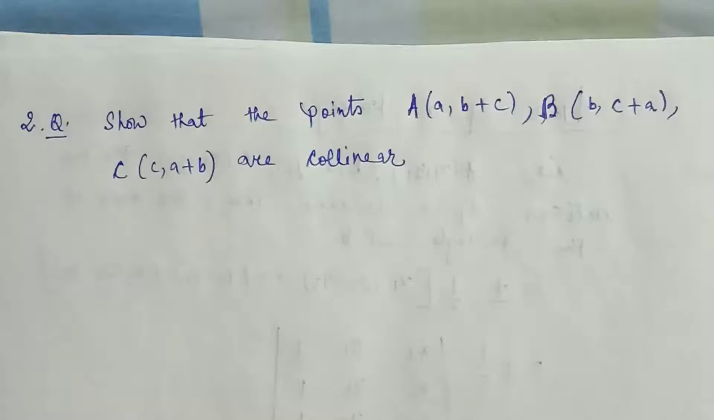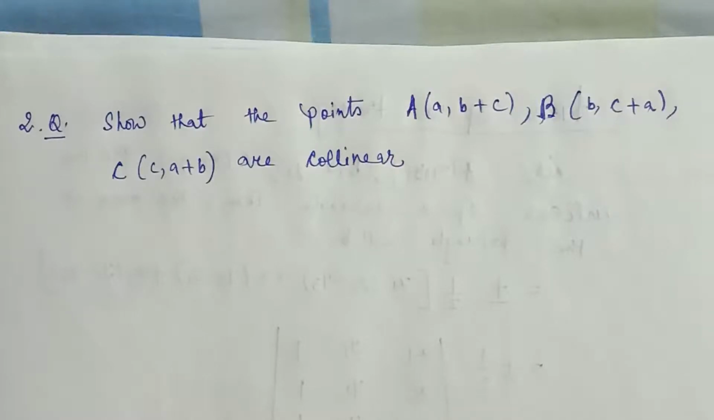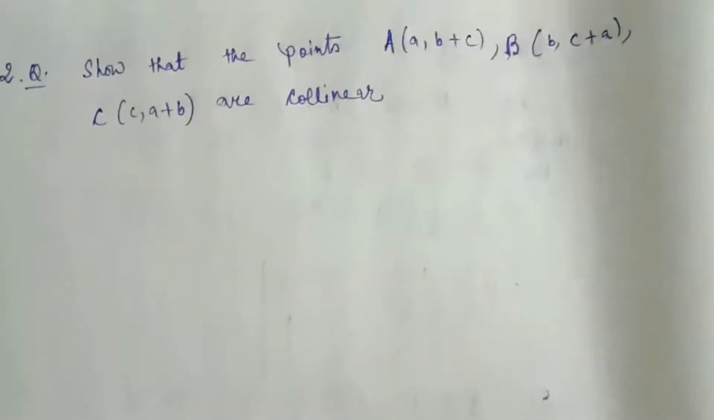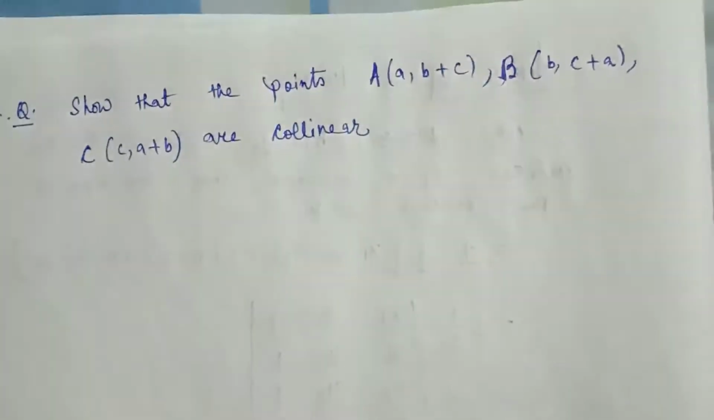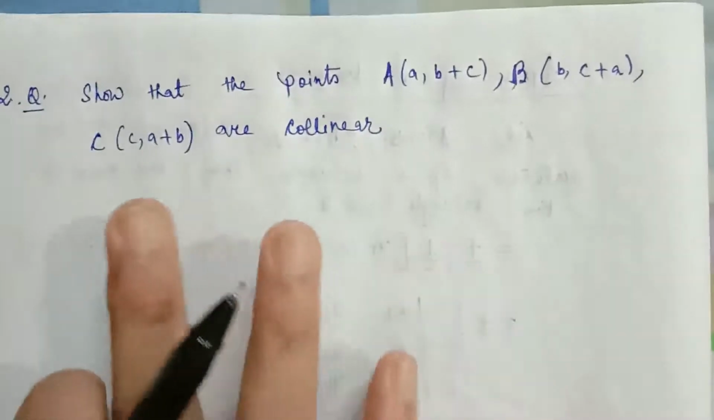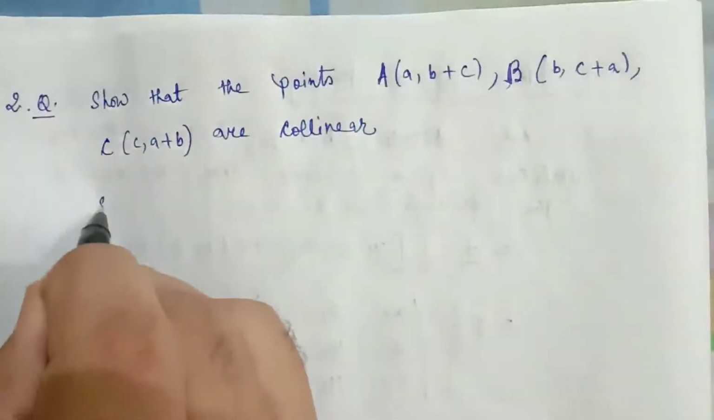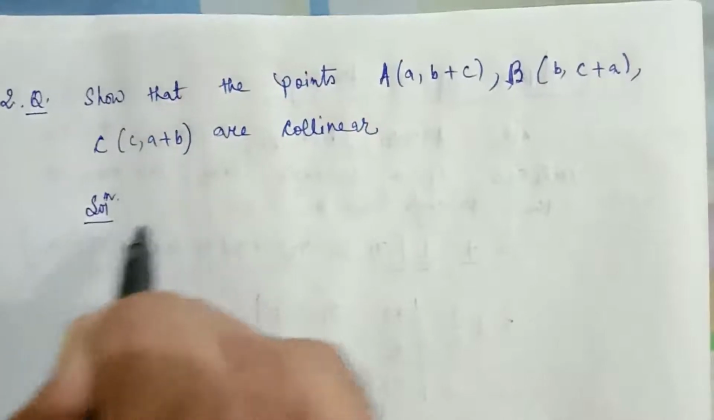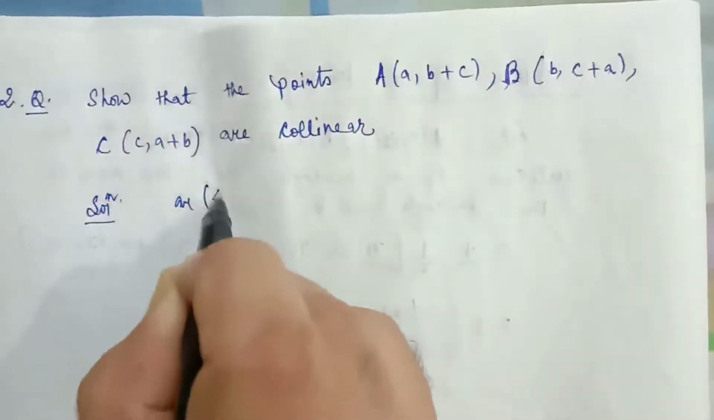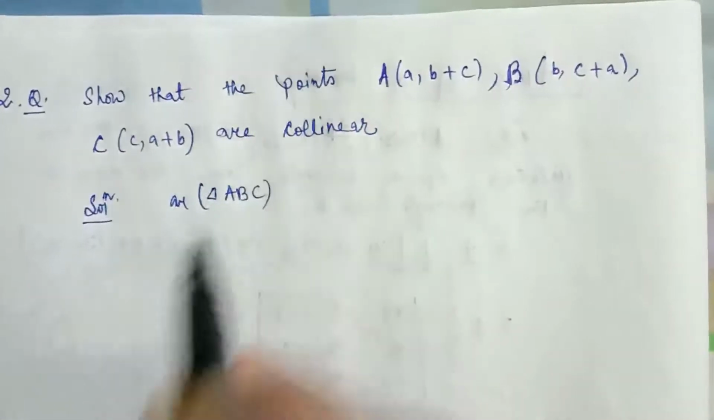Next question is, show that the points (a, b+c), (b, c+a) and (c, a+b) are collinear. To show these 3 points are collinear, that means we have to show the area of the triangle ABC is equal to 0. So let us find the area of the triangle ABC by using determinant.